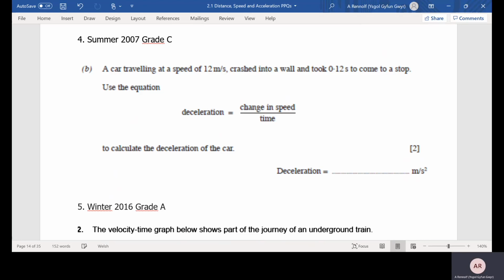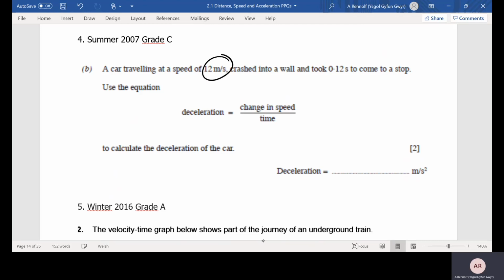Okay, so this is just a pretty simple 2 marks. A car traveling at a speed of 12 meters per second crashed into a wall and took 0.12 seconds to come to a stop. Use the equation deceleration equals change in speed over time to calculate the deceleration of the car.